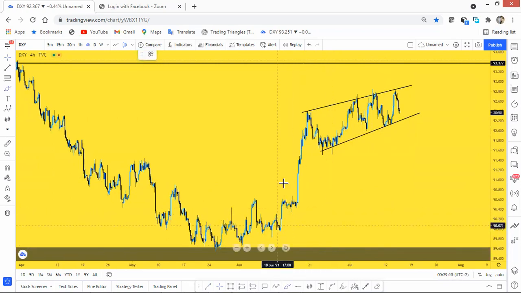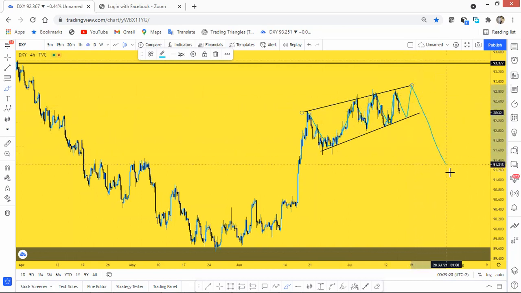Also, notice how price is kind of squeezing within this rising wedge. Not a perfect rising wedge, but price is kind of squeezing. So what that tells me is that price will eventually break out to the bottom side. Now, how do I go about trading this?